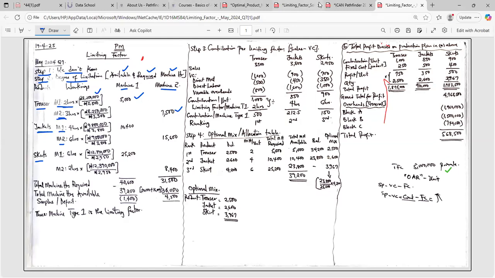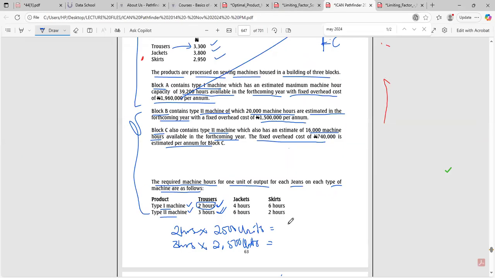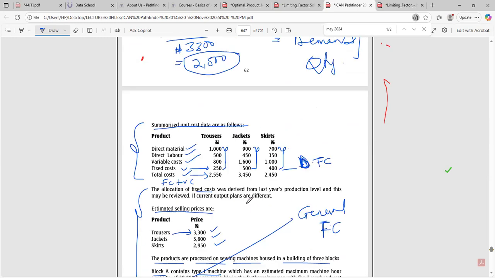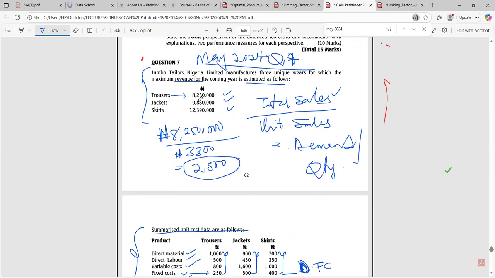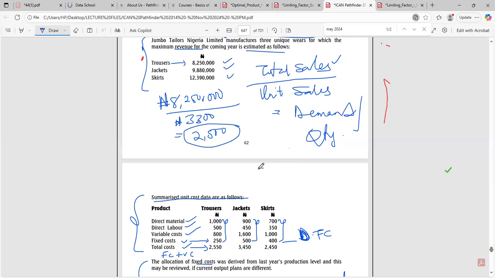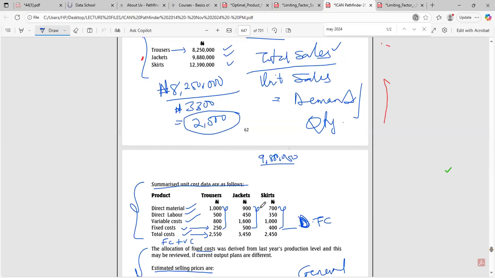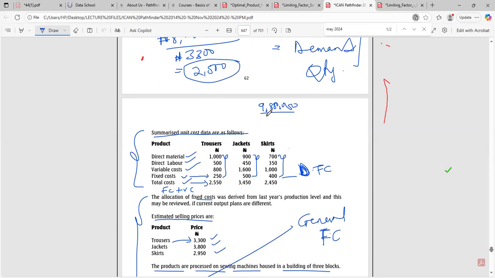So for jacket, it is 4 hours times the demand for jacket. How do we get the demand? For jacket, the sales is 9,880,000, divided by the selling price, which is 38. Help me out.